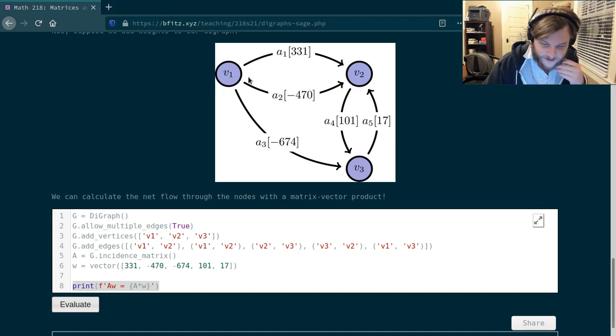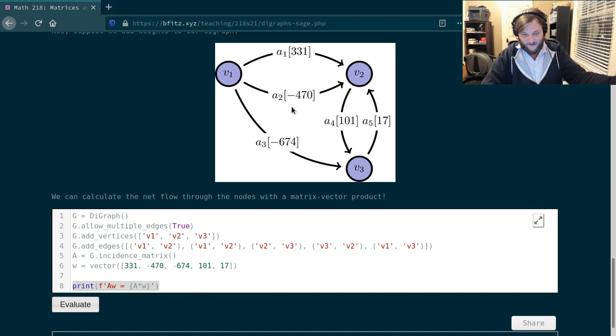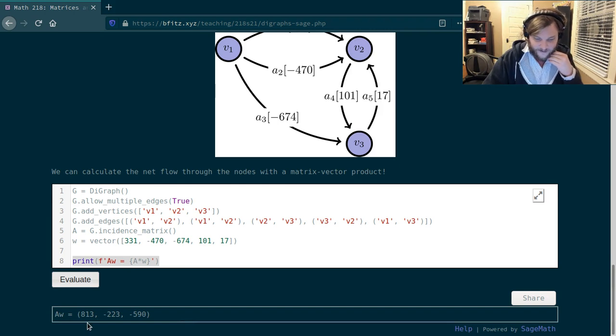So here, there's nothing pointing in. There's only stuff pointing out. So we subtract 331 and then minus negative 470, so that becomes a positive. And then minus negative 674, that becomes a positive. And when you do the arithmetic there, you get 813.